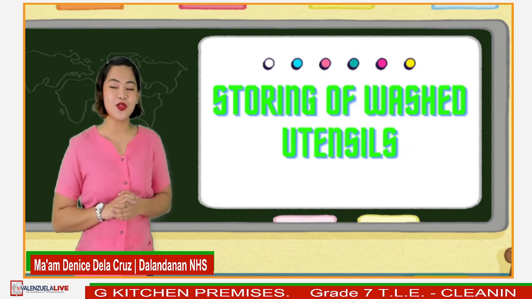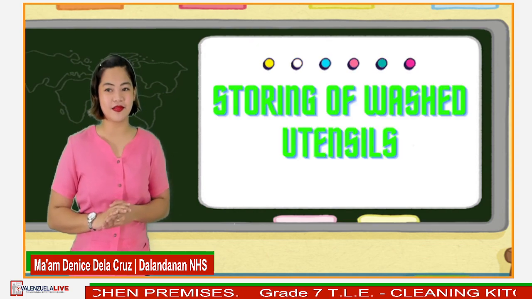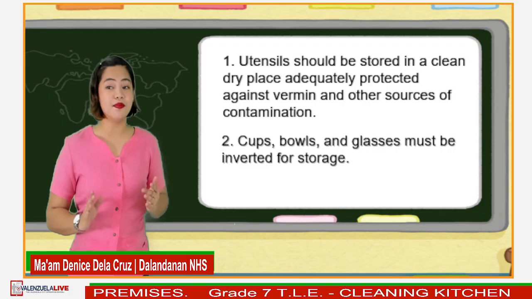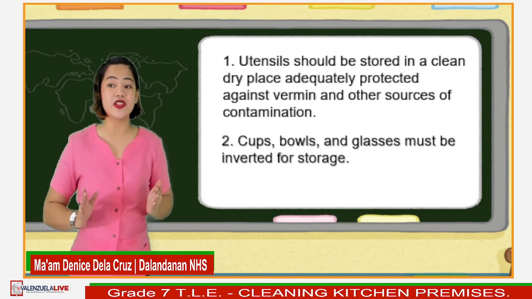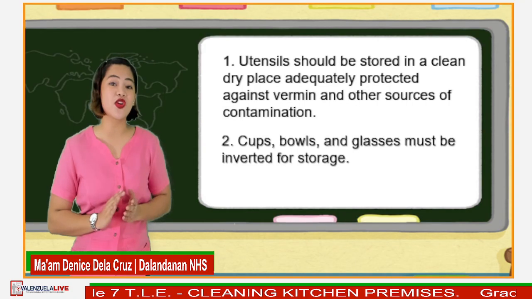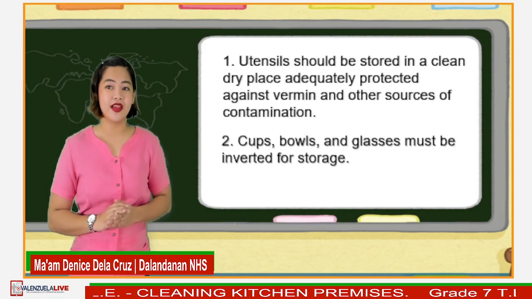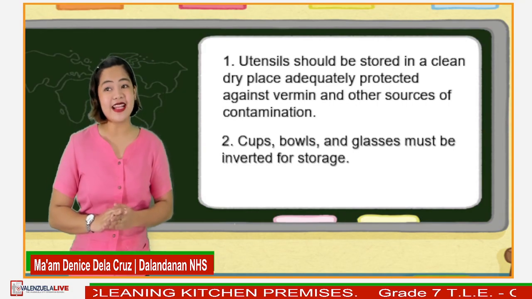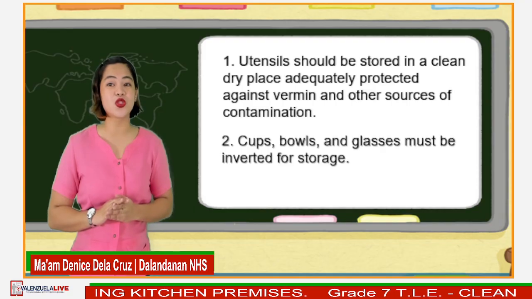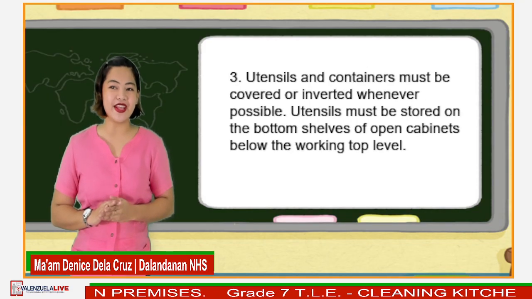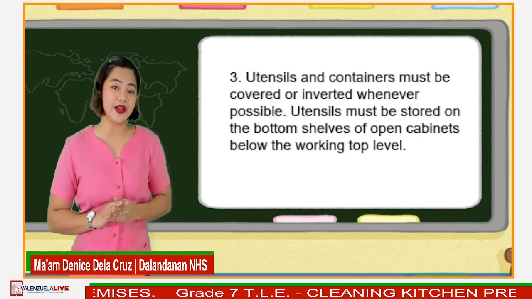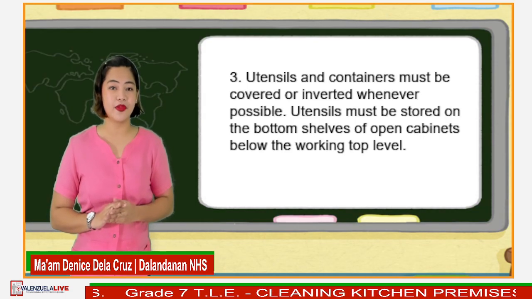Next is how to store your washed utensils. Utensils should be stored in a clean, dry place adequately protected against vermin and other sources of contamination. Cups, bowls, and glasses must be inverted for storage. Utensils and containers must be covered or inverted whenever possible.